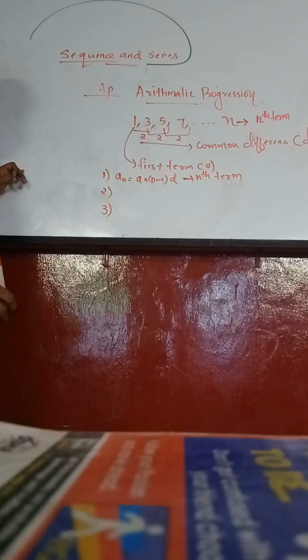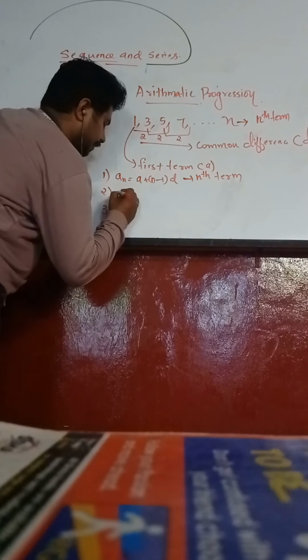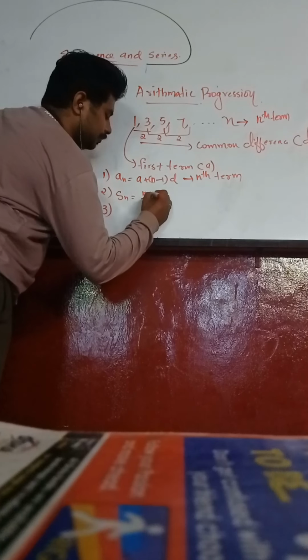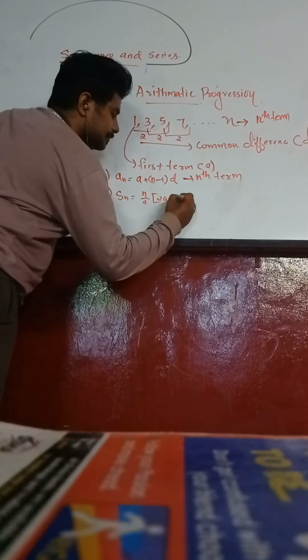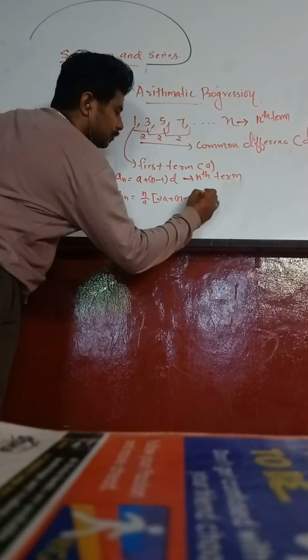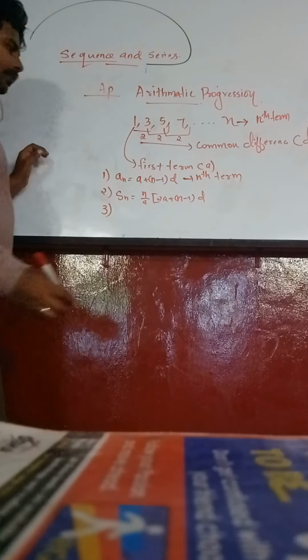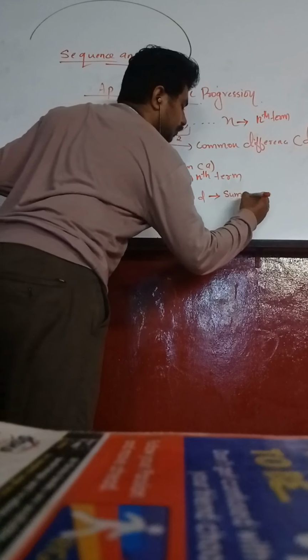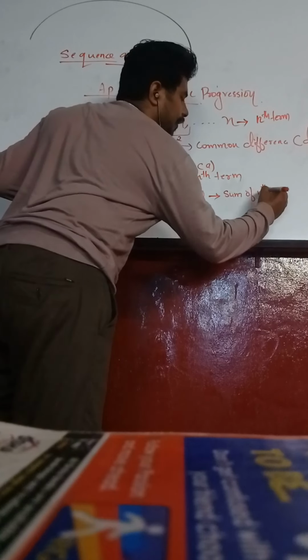The second equation we are going to study is Sn is equal to n by 2 into 2a plus n minus 1 into d. This is an equation to find the sum of n terms.